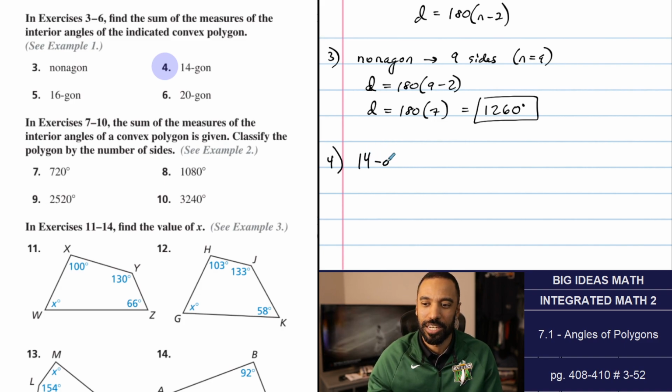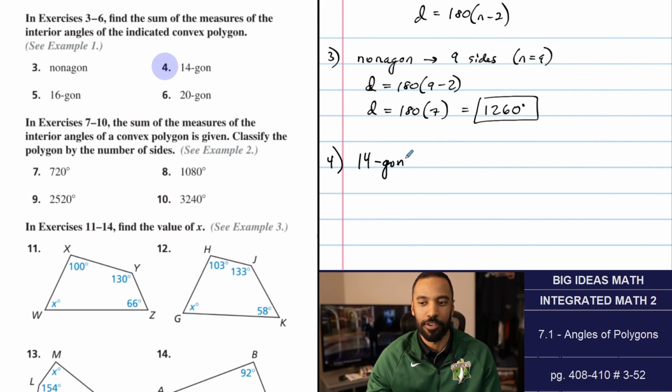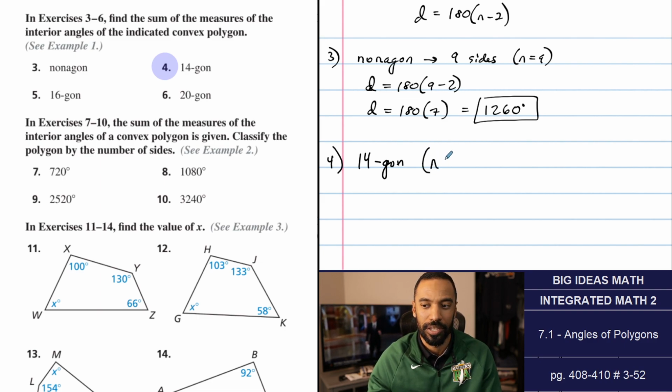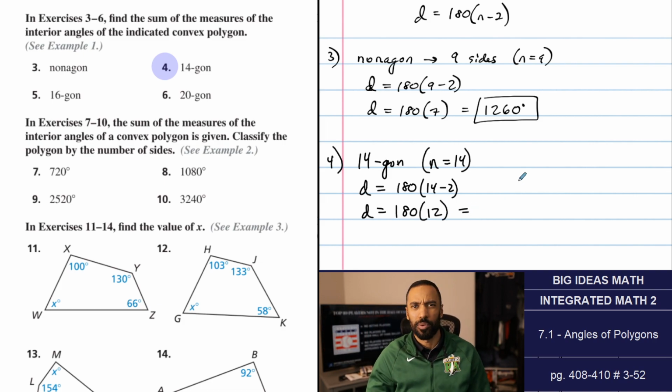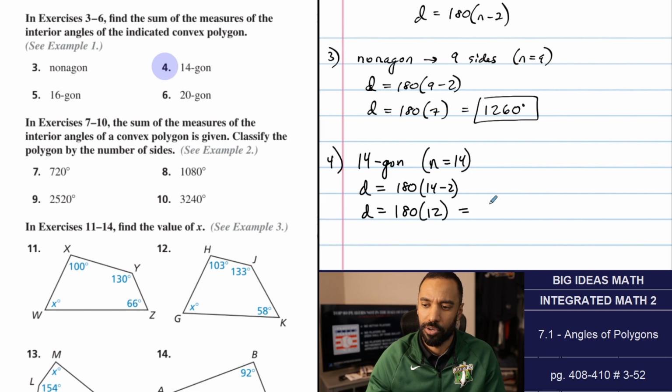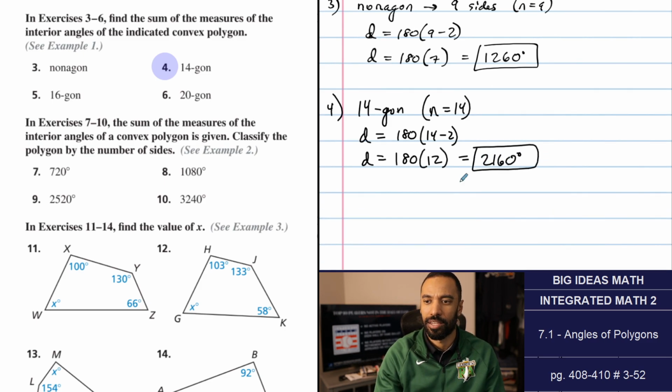All right, a 14 gon. See, they write that instead of the official name. I don't know if there is an official name, and even if there is, they don't expect you to know it. So n equals 14, clearly. So the interior angle sum of this one is going to be 180 times 14 minus 2, which is 180 times 12. 180 times 12, I think is 2160. 2,160 degrees is the interior angle sum of a 14 gon.